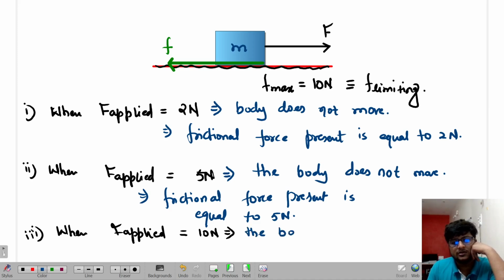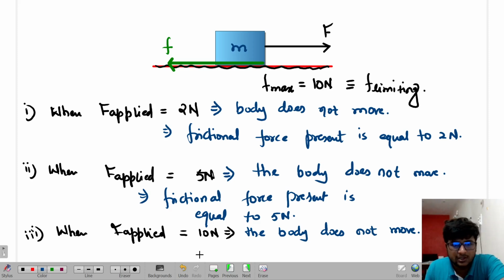The body does not move. Correct? Still the body does not. But this is my maximum value of F applied, or not? So the idea is that even if you apply limiting friction, the body is going to be at rest only. Is that clear or not?